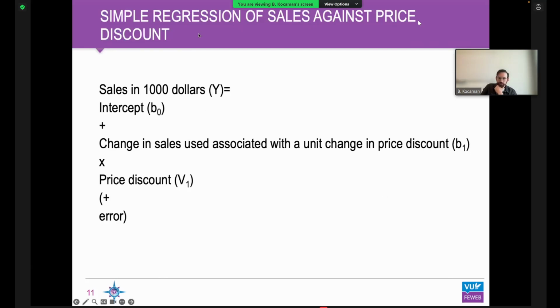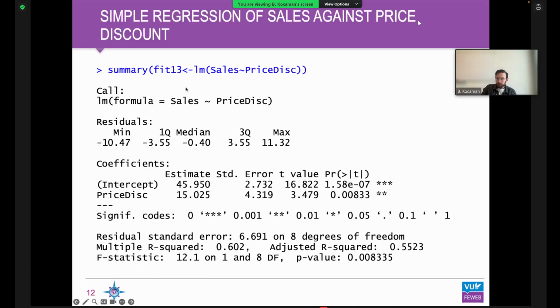So first, let's look at the simple regression case where we regress the sales on price discount. So this is, again, our regular regression, right? We have an intercept, we have the coefficient of the price discount. So this represents the change in sales with a unit change in price discount, so going from no to yes in this case. And then we have an error.